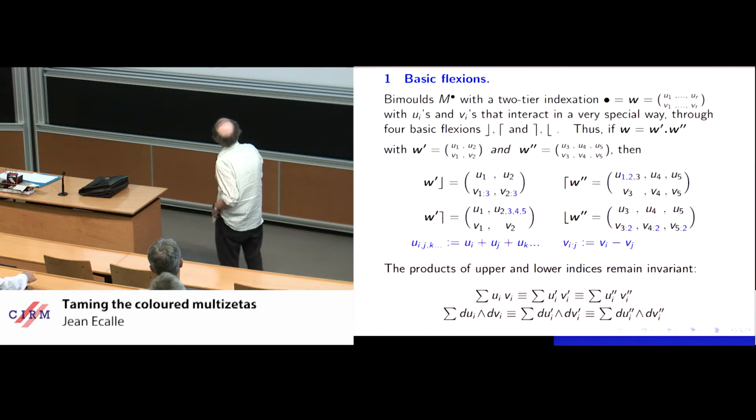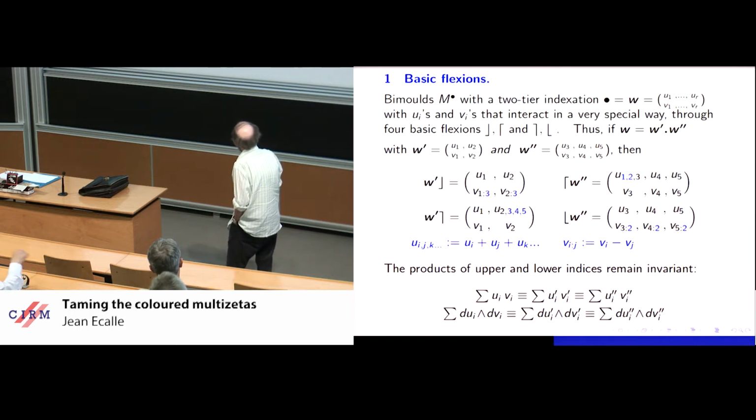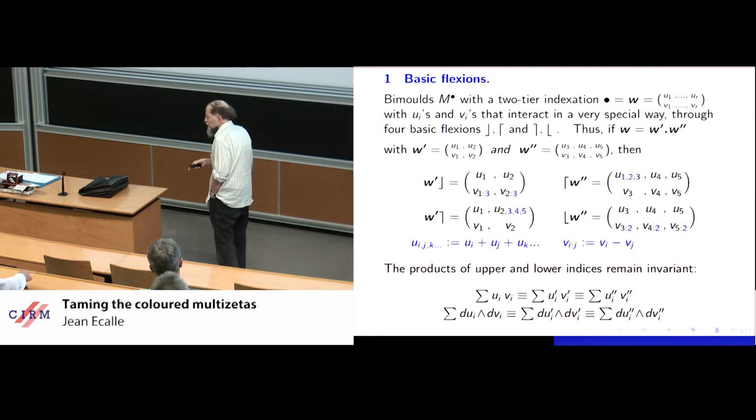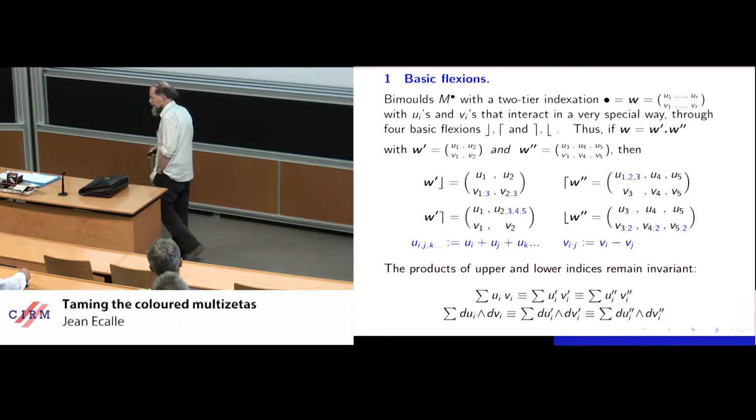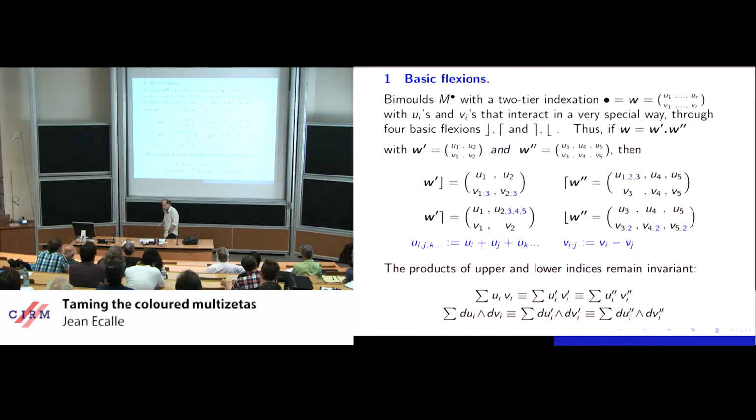So throughout, we are going to use the shorthand. U index sub 1, 2, 3 will denote U1 plus U2 plus U3, and for differences, we are going to compactify the notations. V sub I double dot J will stand for VI minus VJ.